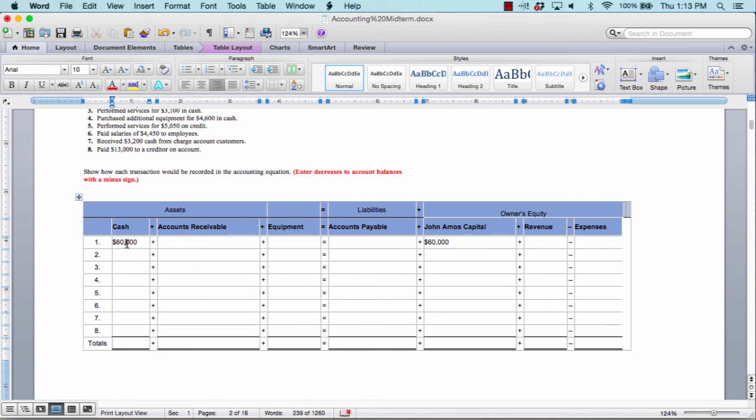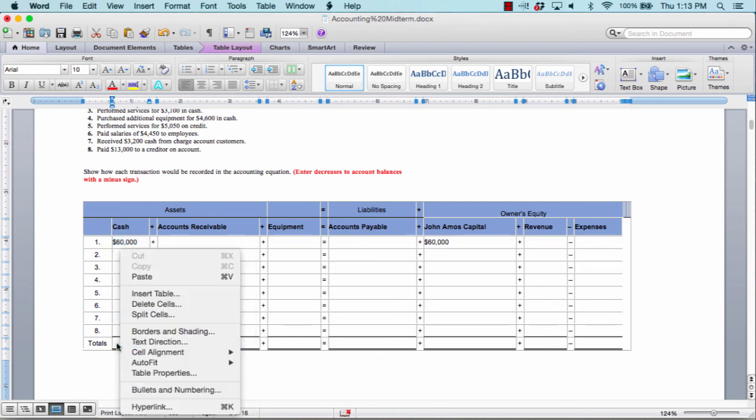And it's just the total from this column here. Whether it's positive or minus, do addition and subtraction as needed in order to come up with the totals.